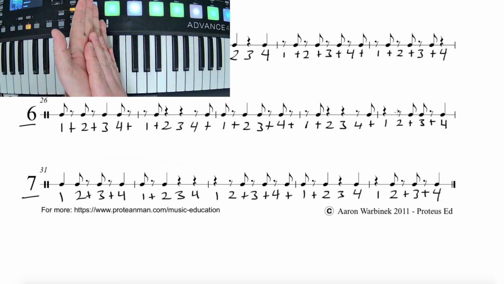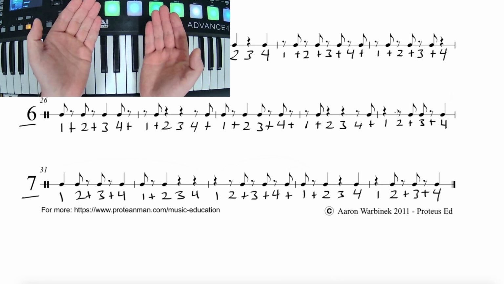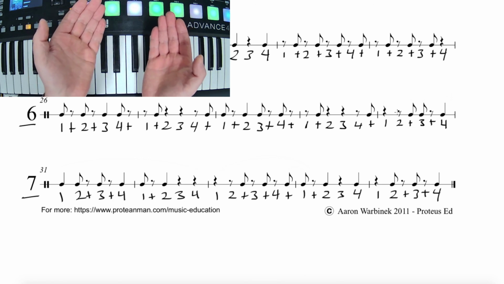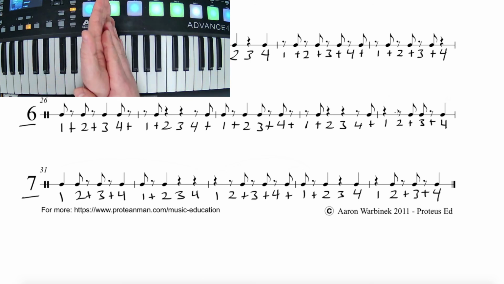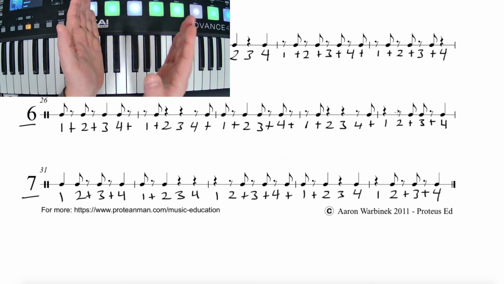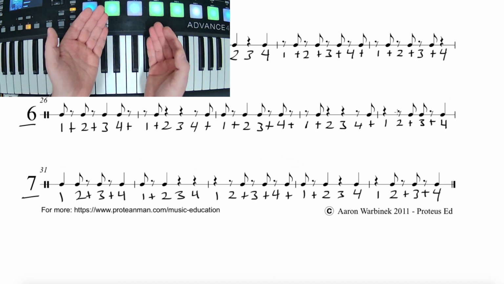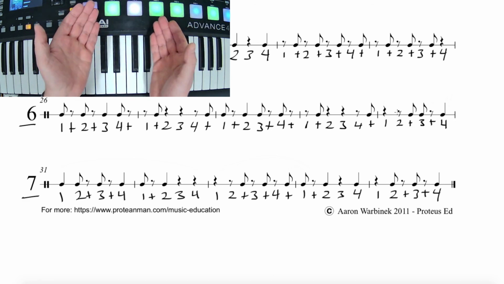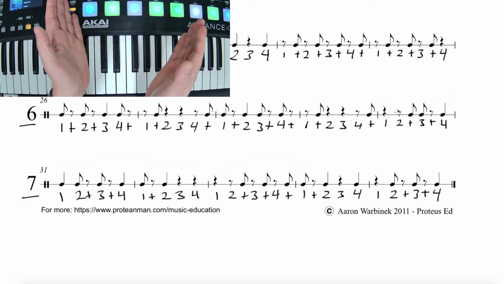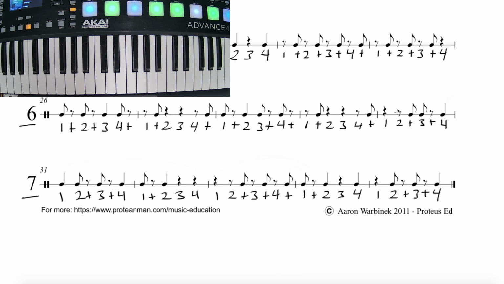Let's try the whole thing again all together. This is just for me and maybe for you too. Here we go. 1, 2, number 7. 1, 2, and 3, and 4. 1, and 2, 3, 4. 1, 2, and 3, and 4. And 1, and 2, 3, 4. 1, 2, and 3, and 4. There we go. A lot more clear for you.